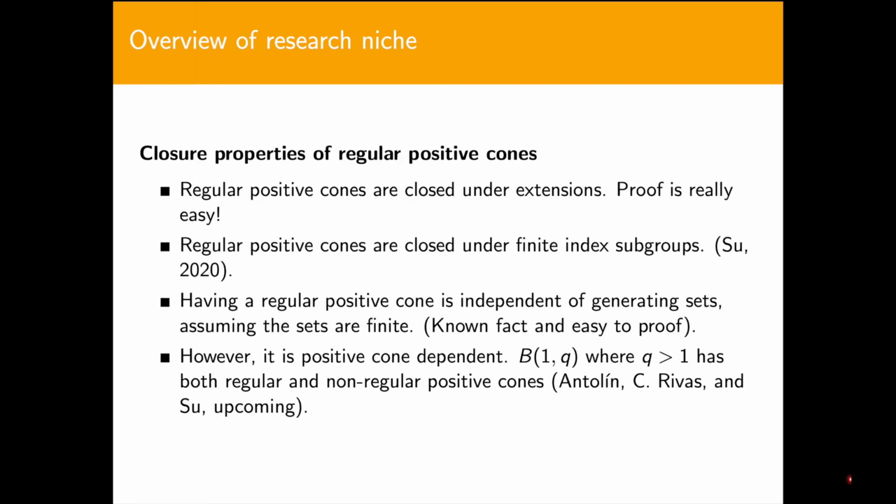So now let's look at some closure properties of regular positive cones. This is part of my research overview, and I won't prove any results in this last section of our talk. So first, regular positive cones are closed under extensions. The proof is really easy, and if you follow carefully what we did in our example of the positive cone for Z squared, the proof is essentially the same. Second, regular positive cones are closed under finite index subgroups. This is again a property that we wanted, and this result can be seen in my first paper.